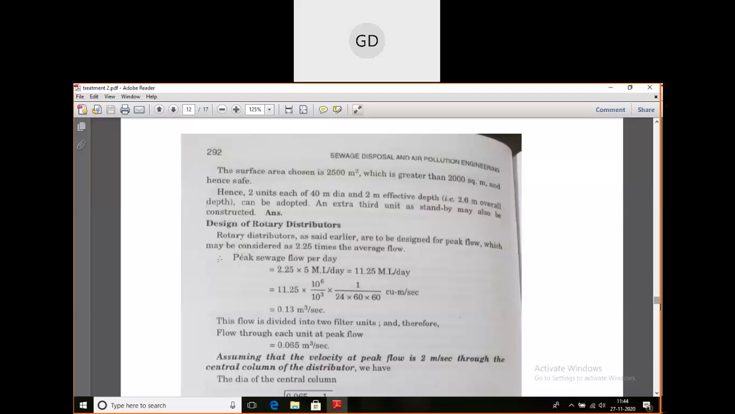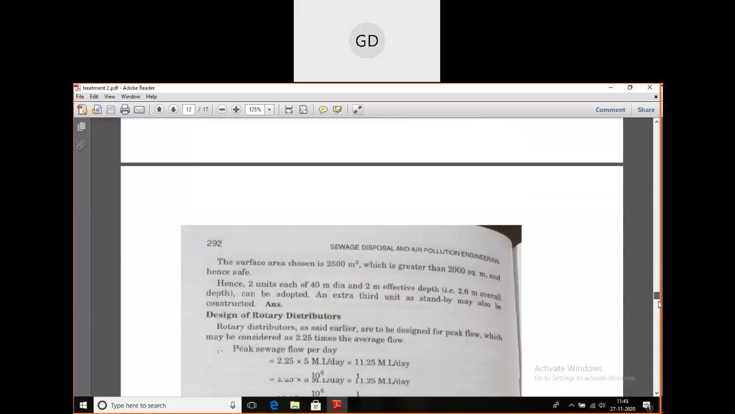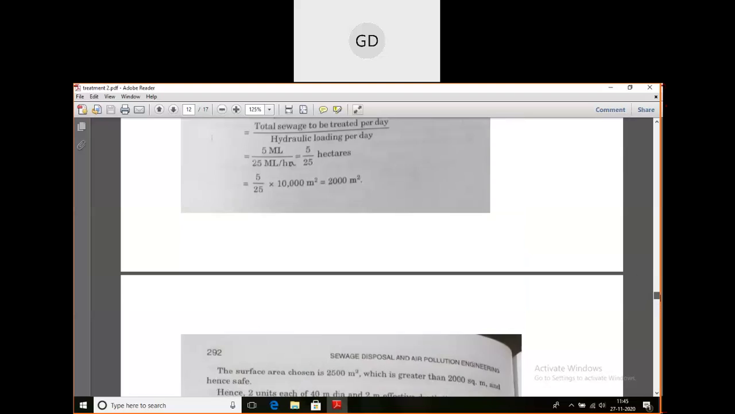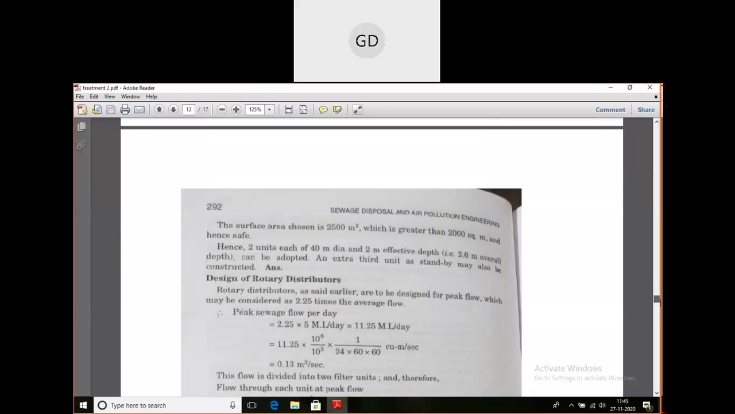But suppose you don't choose 25 million liters here, and the surface area comes out less. Then what will you do? You have to redo the surface area part and choose some other value of hydraulic loading. It should range between the stated values, like 22 to 44. Then you have to see whether it is coming greater than 2000 square meters or not.